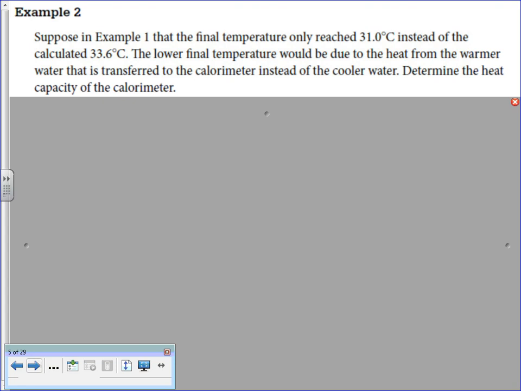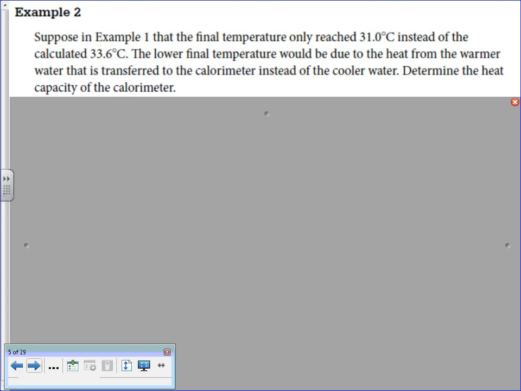It's absorbed by the coffee cup calorimeter, right? So instead of going to 33.6, it only goes to 31. So the lower final temperature will be due to the heat that's transferred to the calorimeter instead of to the cooler water. So it's basically a cup. You pour hot water in, you pour cold water in. The water comes to a final temperature, but it's actually not going as high as it should be.